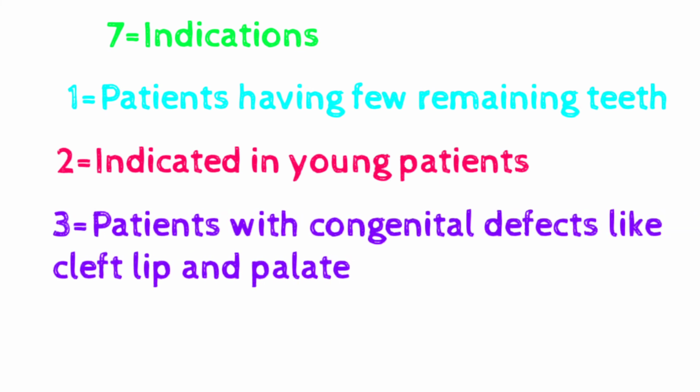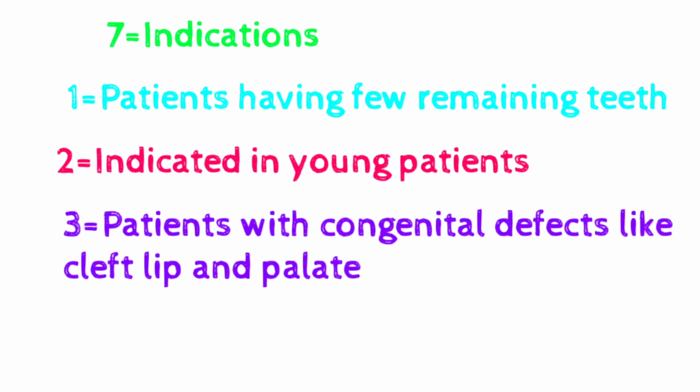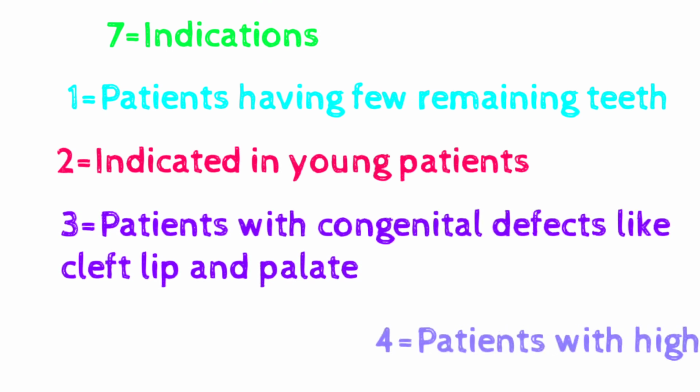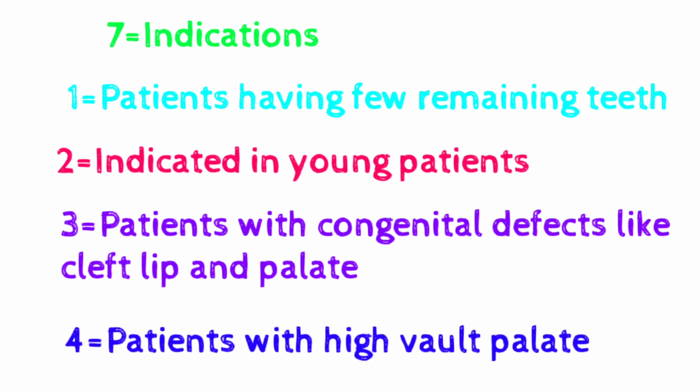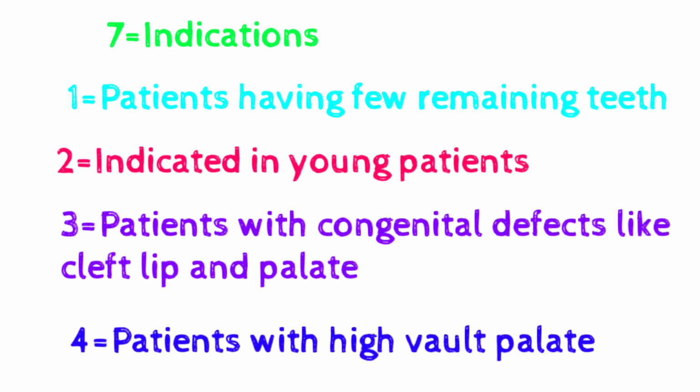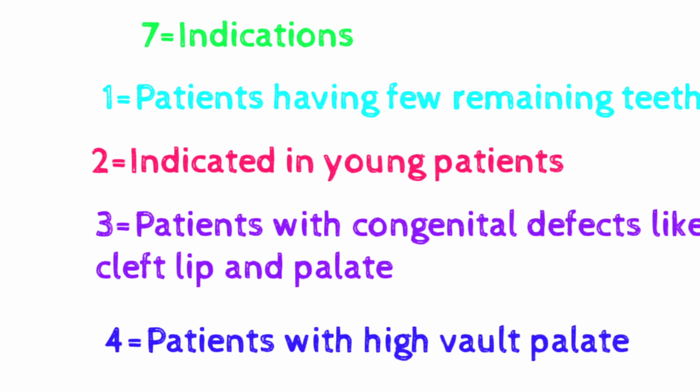Third, a patient with a congenital defect like cleft lip and palate, amelogenesis imperfecta. For these patients, an overdenture will be inexpensive. Now come to the fourth indication, a patient with a high vault palate. We also give an overdenture in a high vault palate.